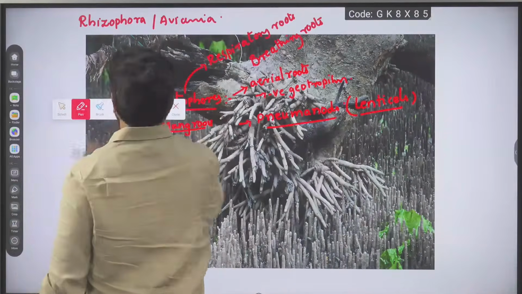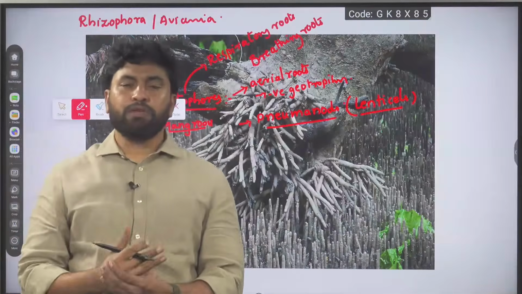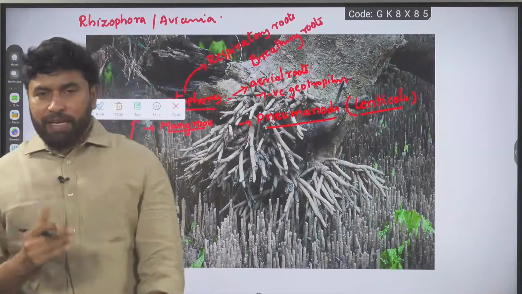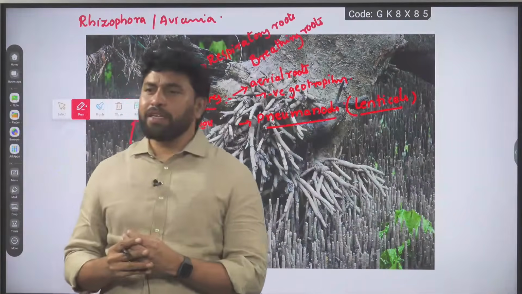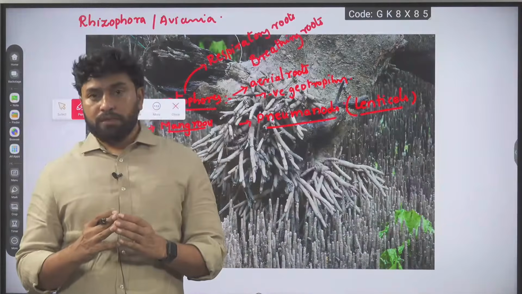Rhizophora and Avicennia are the best examples for the roots that perform respiration. Next, another variety of root. There are some roots that even perform photosynthesis. Why?